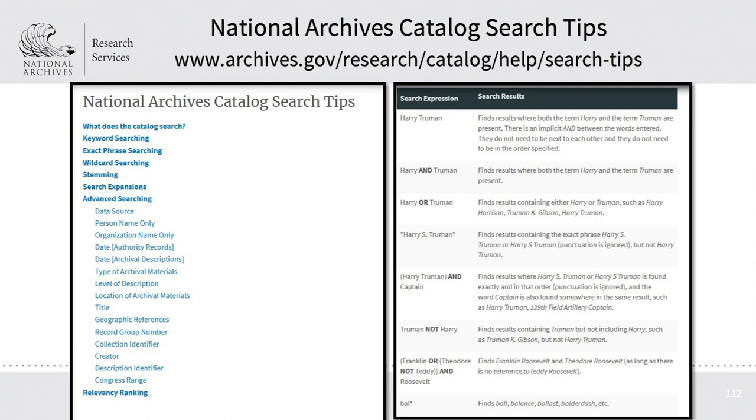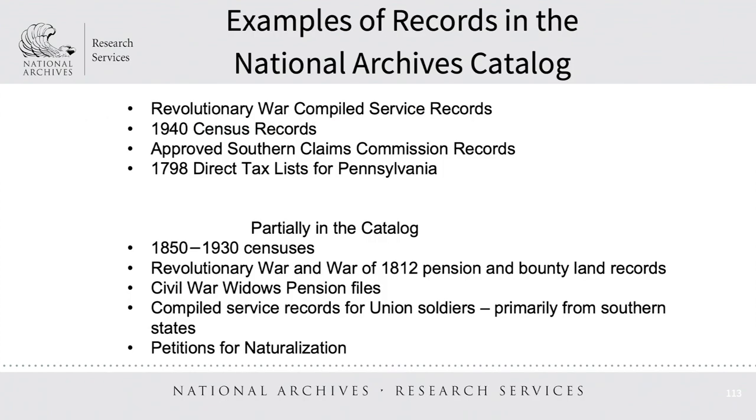So what's in the catalog now for genealogists? A few of the items include Revolutionary War compiled service records, the 1940 census, Southern Claims Commission records, and 1798 direct tax lists for Pennsylvania. Those are just a few examples.